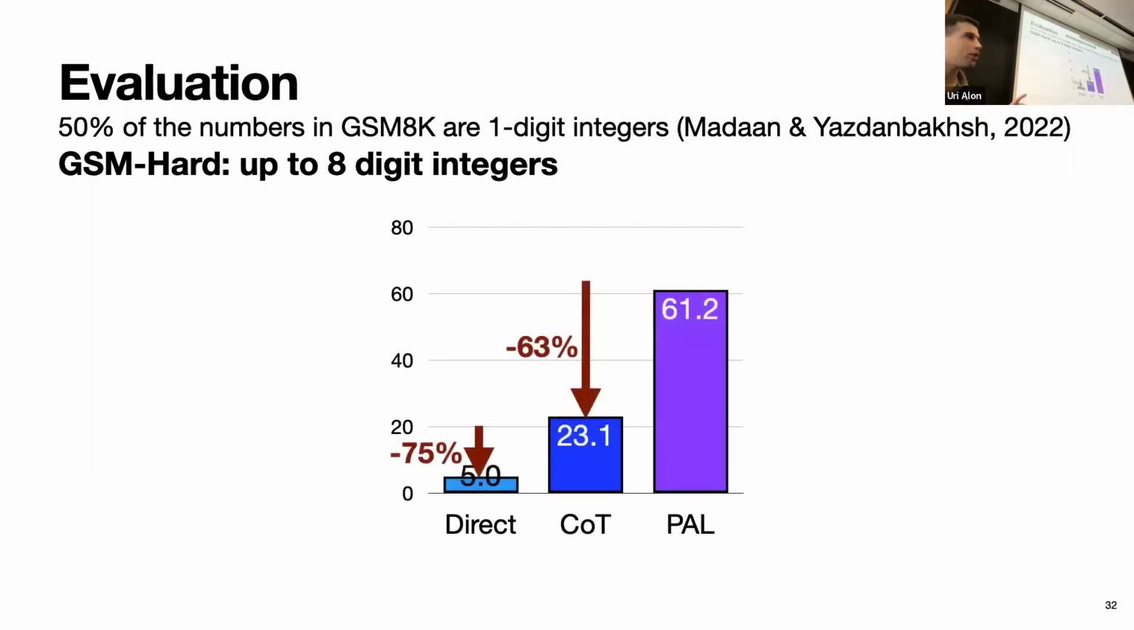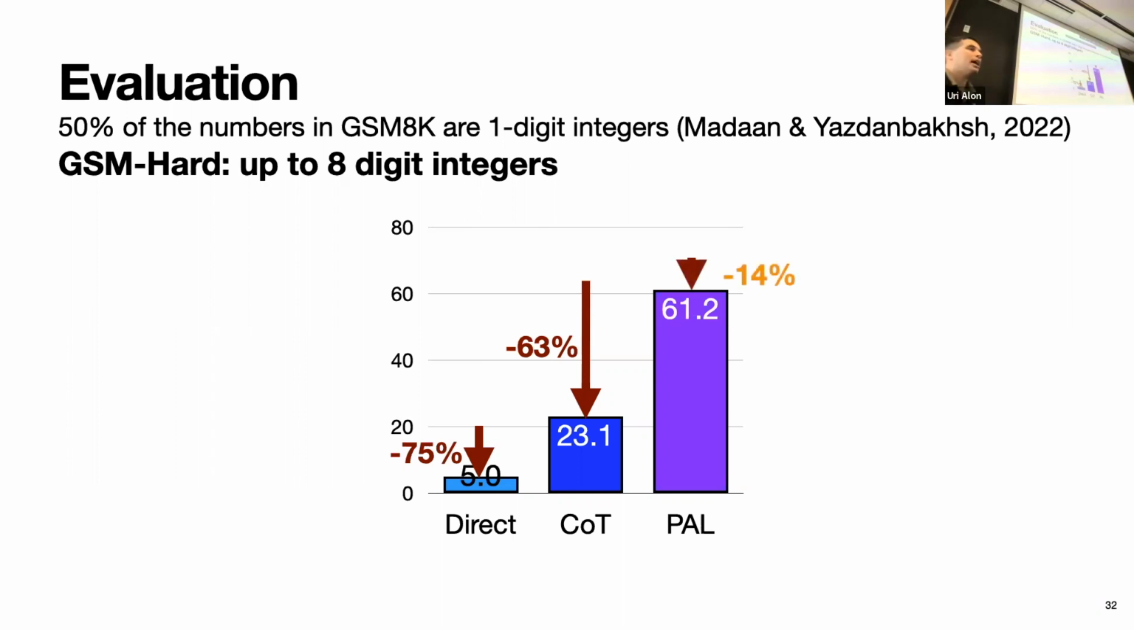As you can see, all models here use the same underlying model of Codex. They just use different prompting approaches. The direct approach gives the model only the direct final answers to the prompt questions. Chain of thought is using Codex, and our PAL is the one that generates Python code. And as you can see, the direct approach and chain of thought have dropped by 63 and 75% compared to their own previous numbers.